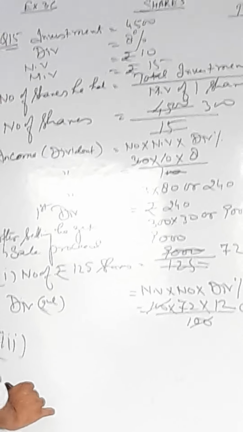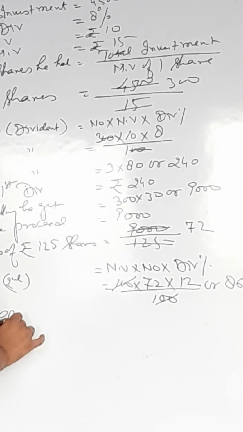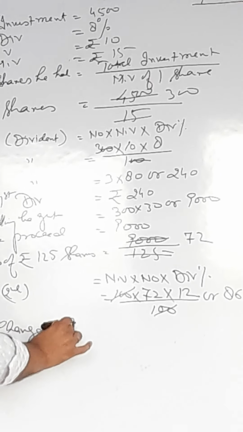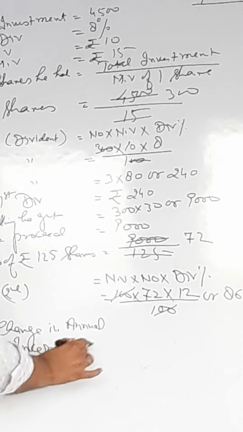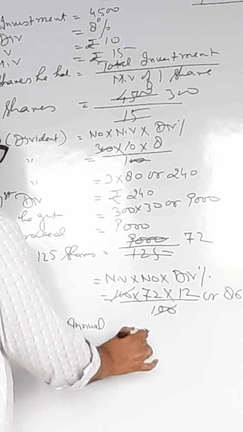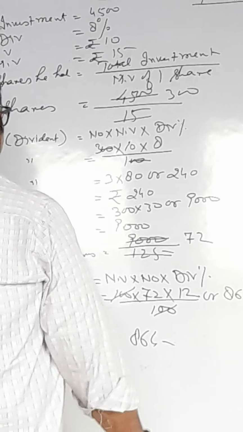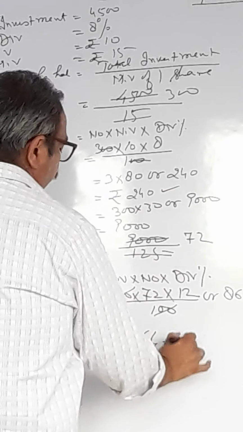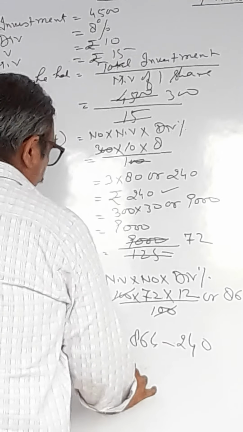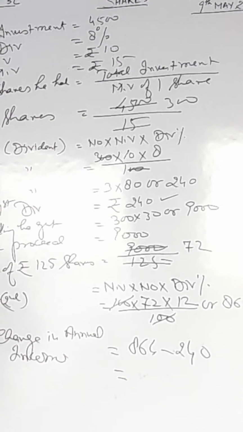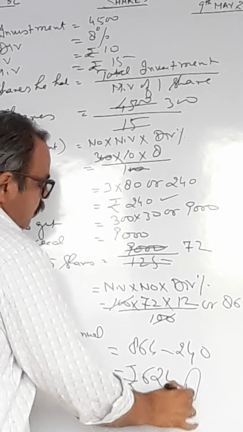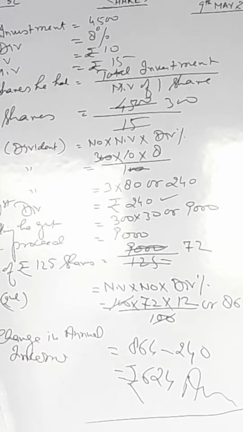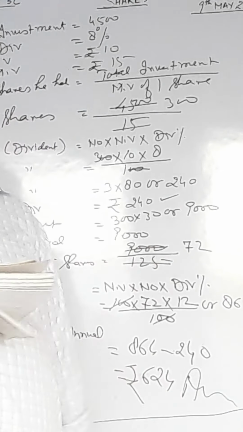Now he has asked the third part, change in annual income from dividend. Change in annual income is equal to 864 minus the first dividend, which was 240. This we already calculated before. 864 minus 240 will be 624 rupees. Answer: 624. Please check the answer.